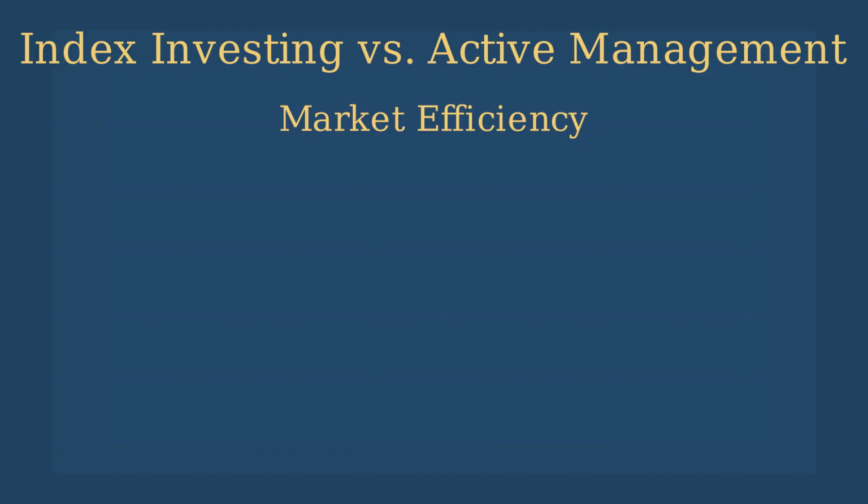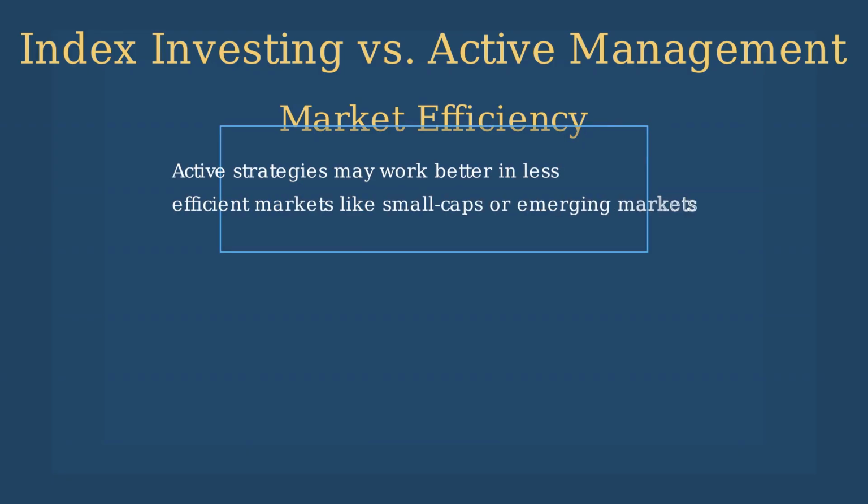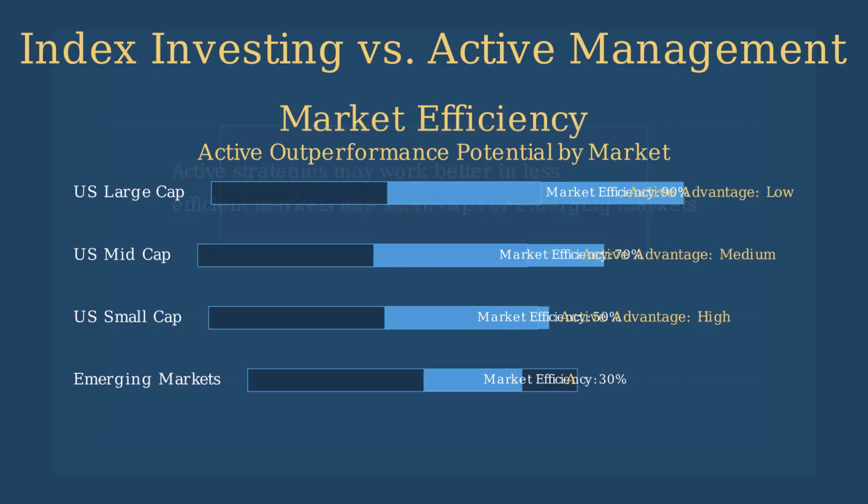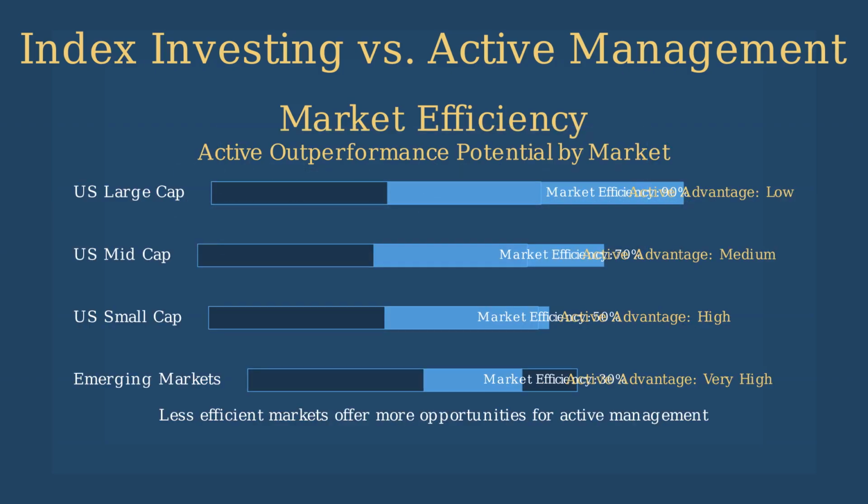Market efficiency is another important consideration in the index versus active debate. Active strategies tend to be more effective in less efficient markets, such as small-cap stocks or emerging markets. In highly efficient markets like large-cap U.S. stocks, information is widely available and prices quickly reflect all known information, making it difficult for active managers to outperform.